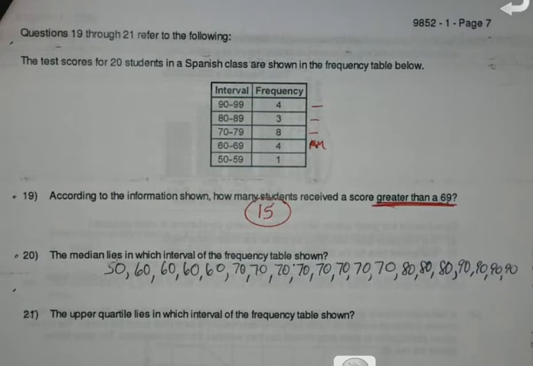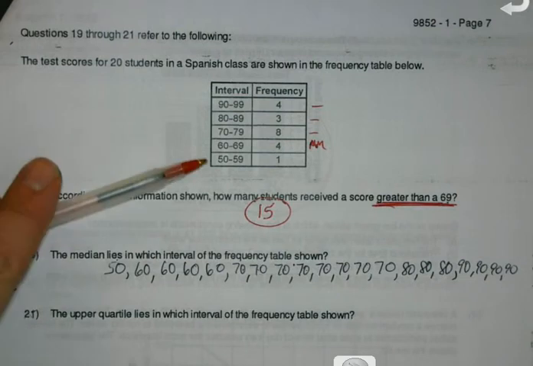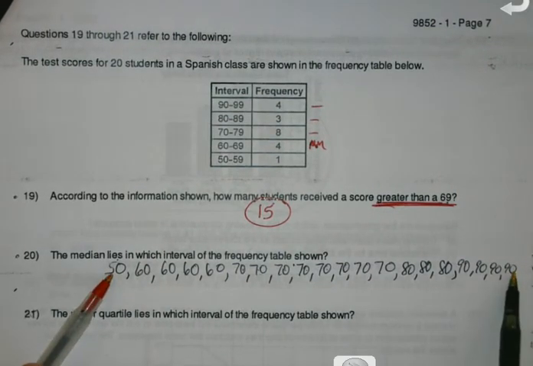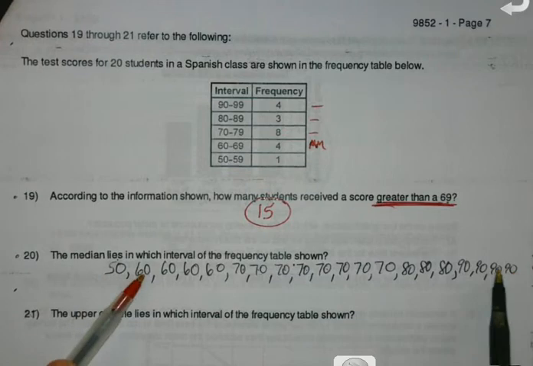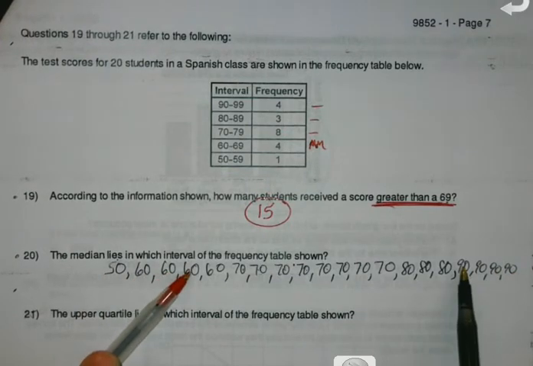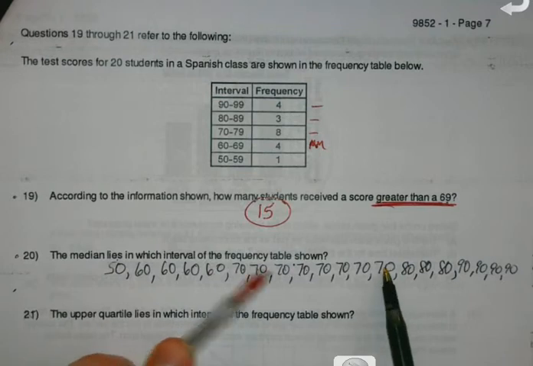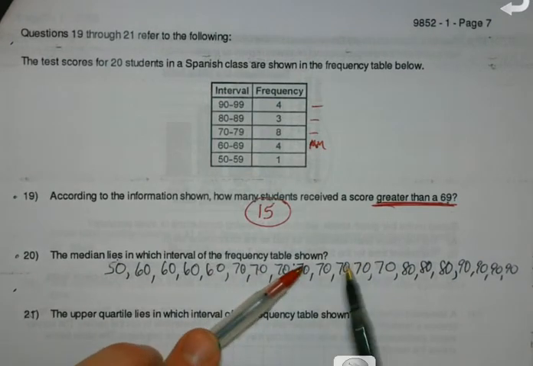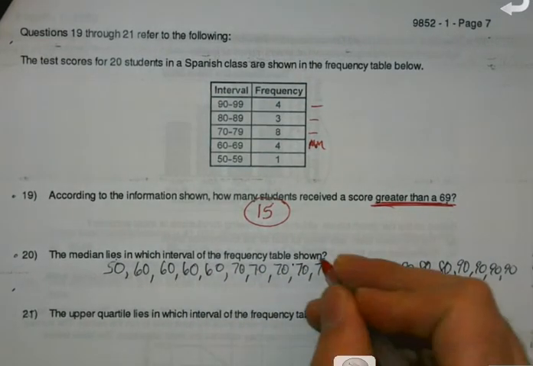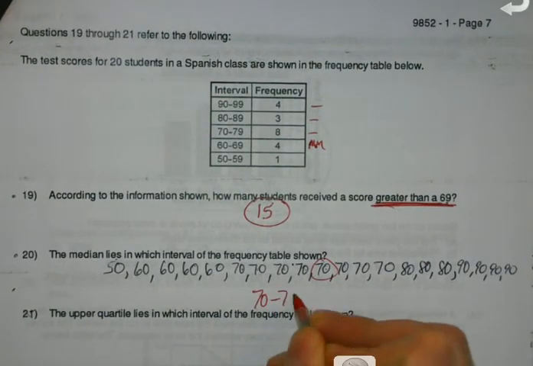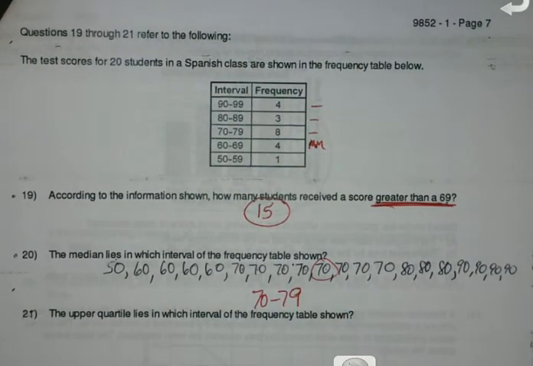So again, I didn't come up with specific numbers. All I did here was say, okay, I have a value in the 50 to 59 and I have 4 in here and so on. And then the median is, once I have them in order, figuring out what value is in the middle. Again, I'm just looking for an approximation here. So in my made up list here, it's 70, which would be 70 to 79.